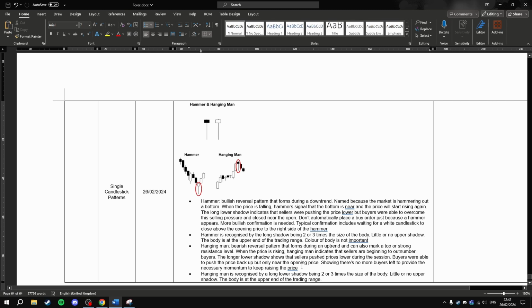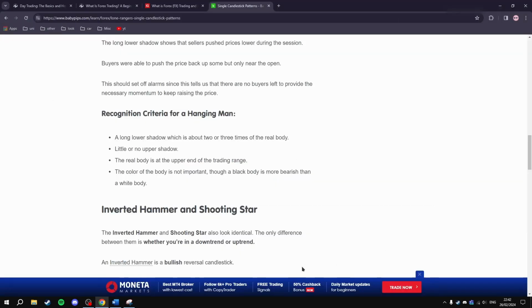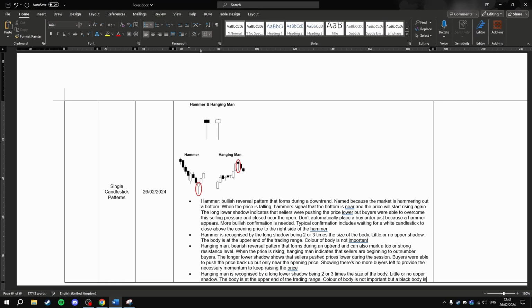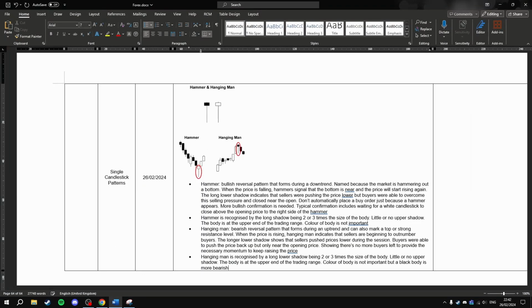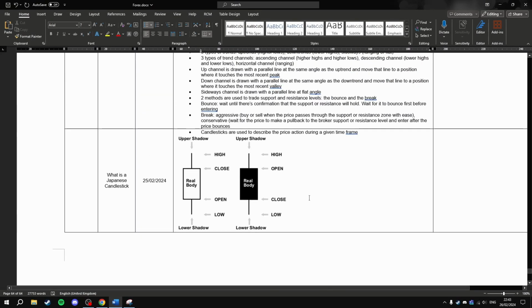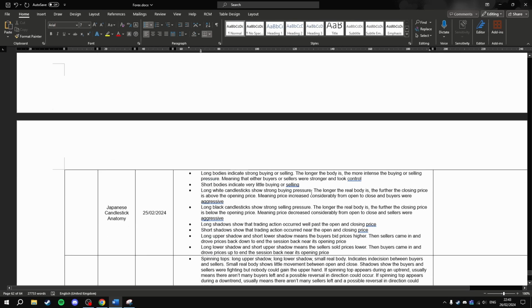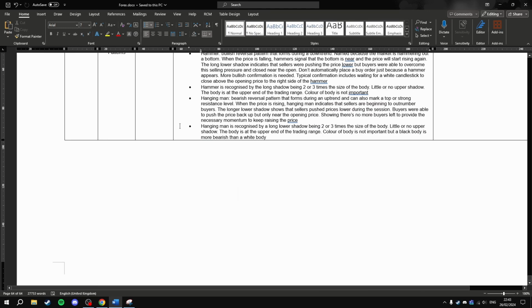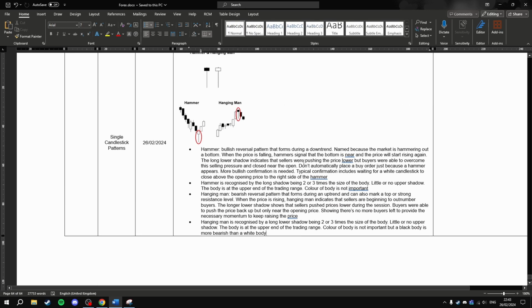What have I written there? Color of body is not important, but a black body is more bearish than a white body, because a black body means the closing price is below the opening price. Because the closing price is lower than the opening price, there's a downtrend beginning to form, right? Because the price is dropping. Hence the bearish, I'm assuming.